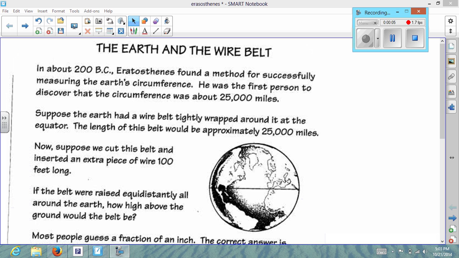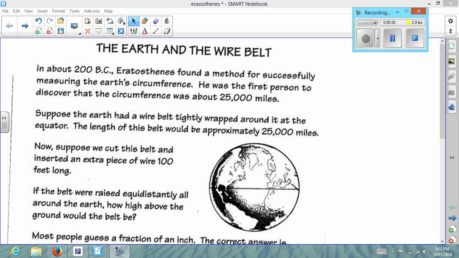Eratosthenes was a Greek mathematician, and in 200 BC, he was the first person to discover that the circumference of the Earth was about 25,000 miles. And so what he did was he posed this problem. If the Earth had a wire belt wrapped around it, its length would be 25,000 miles.